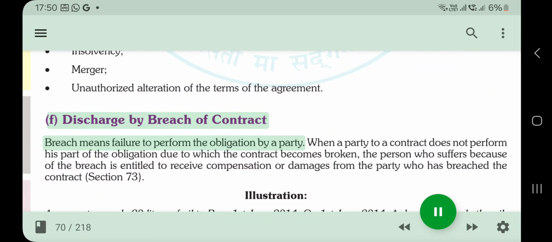F. Discharge by breach of contract. Breach means failure to perform the obligation by a party.